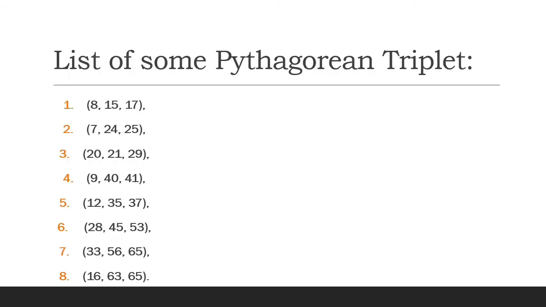Here is the list of some Pythagorean triplets. We will solve the first one, that is 8, 15 and 17. We get square of 8 as 64, and square of 15 is 225.